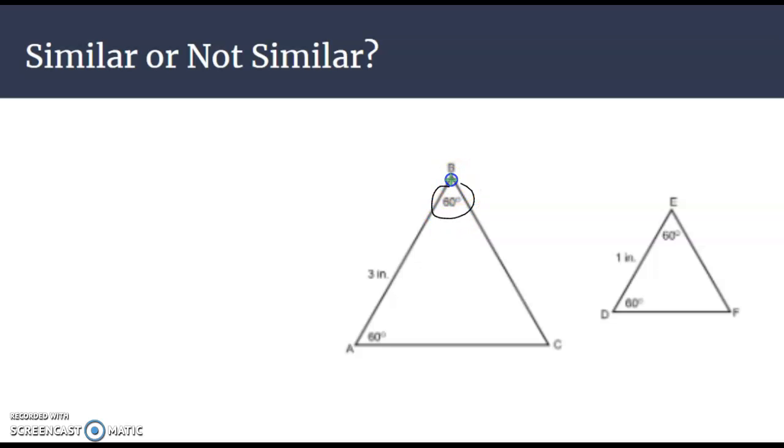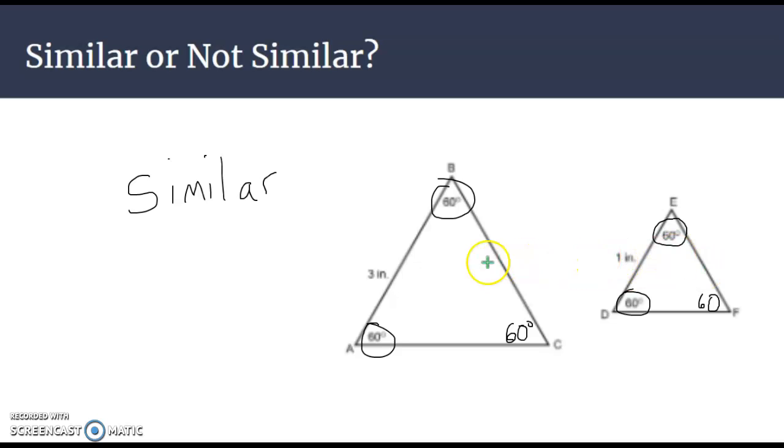This is 60. This is 60. By default, the third angle must also be 60 because a triangle adds up to 180 degrees. 60 here, 60 here, therefore this is also 60. That alone in triangles, if all your angles are the same and the sides are different lengths, we definitely will have similar triangles. So these two triangles, given that all three angles are the same, are similar.